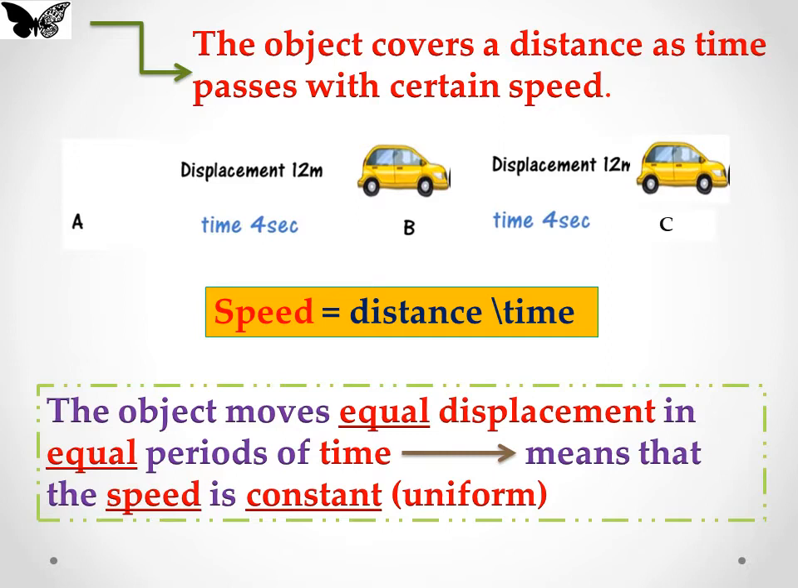So does the speed of the car change? No, because if it changed, this would mean that it would cover the 12 meters in 2 seconds or 3 seconds or 5 seconds. But it actually covered the other 12 meters in the same 4 seconds. So the speed of the car is constant. Constant means it has a uniform velocity. Velocity means speed, but in a certain direction.